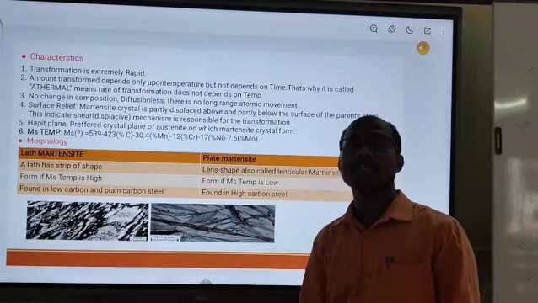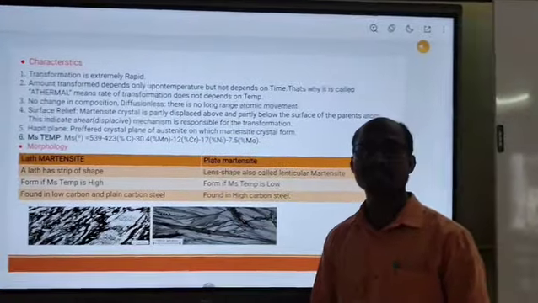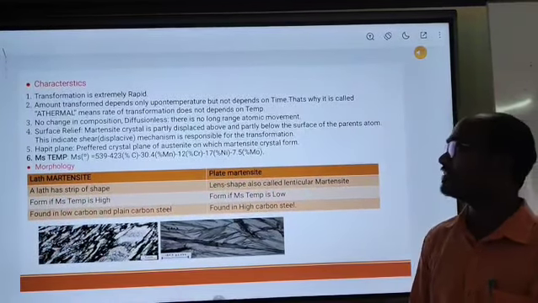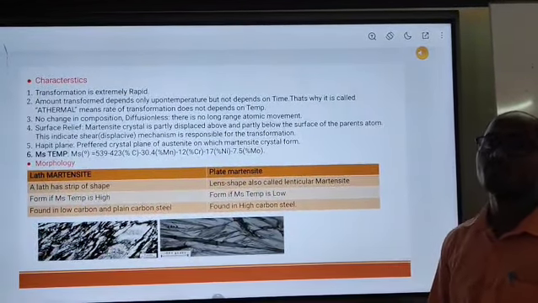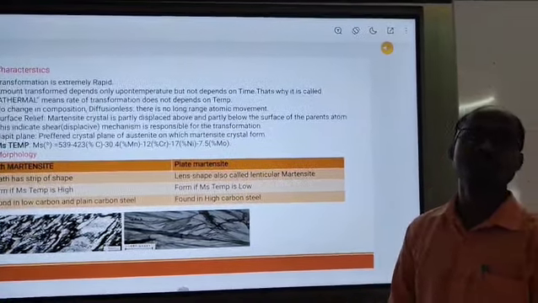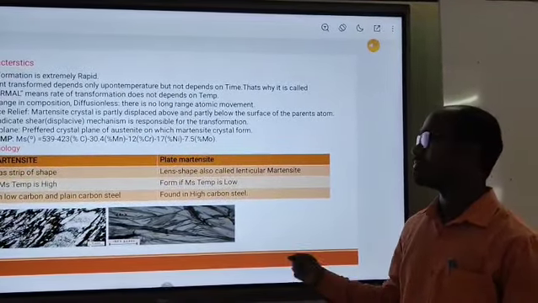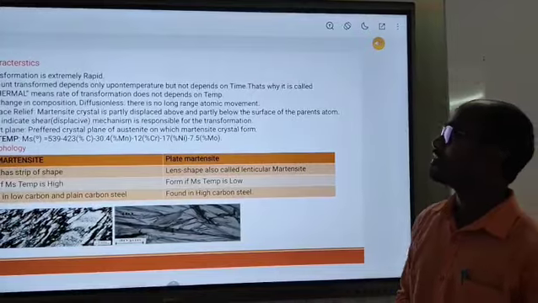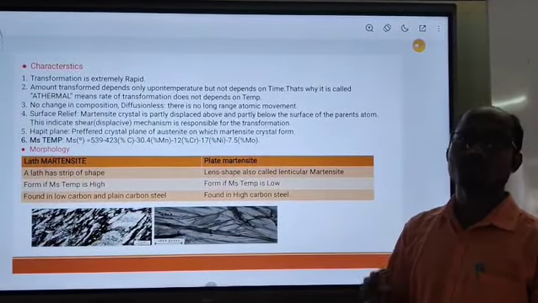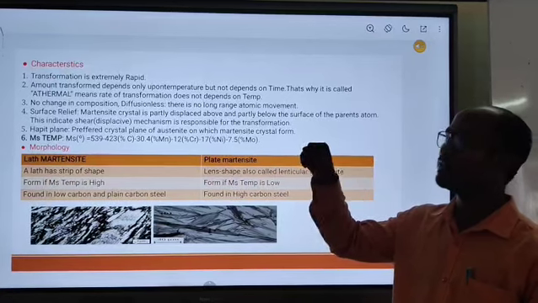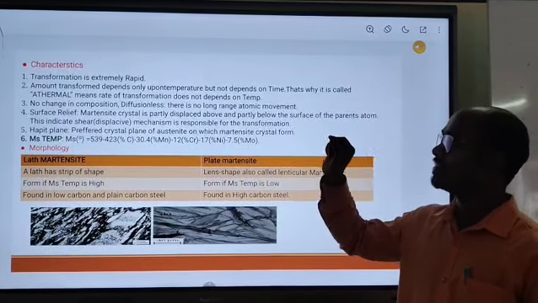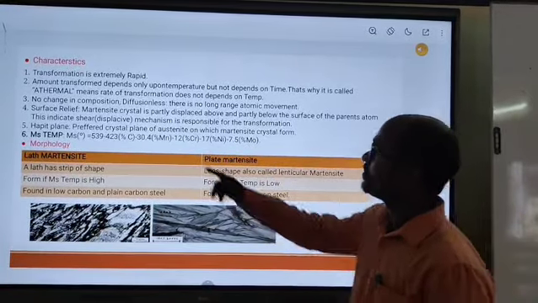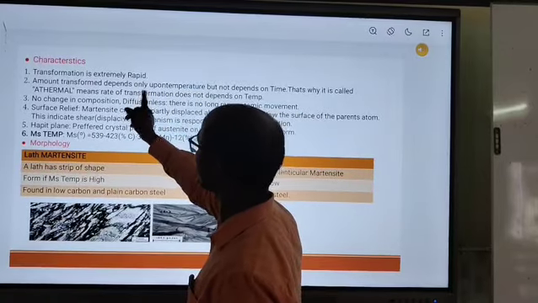What are the important characteristics of the Martensite transformation? First, it is an extremely rapid transformation, due to which the diffusion of carbon is restricted and carbon atoms are trapped in the octahedral site. Due to this, distortion occurs, and that distortion changes the crystal structure from FCC to BCT. So the transformation is extremely rapid.